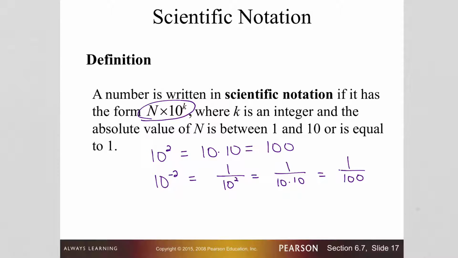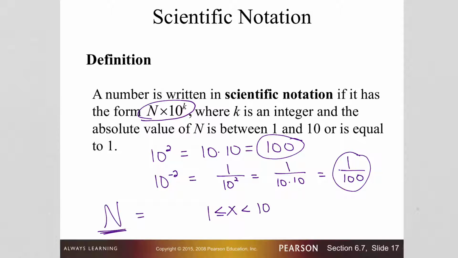So this number, 100, is far bigger than 1 over 100. Okay? So, that power of 10 really does determine if the number is going to be a big number or if it's going to be a small number. Now, the thing about the number n, this has to be greater than or equal to 1, but less than 10. Okay, so the number that is in front of the 10 to whatever power has to be greater than or equal to 1, but less than 10.